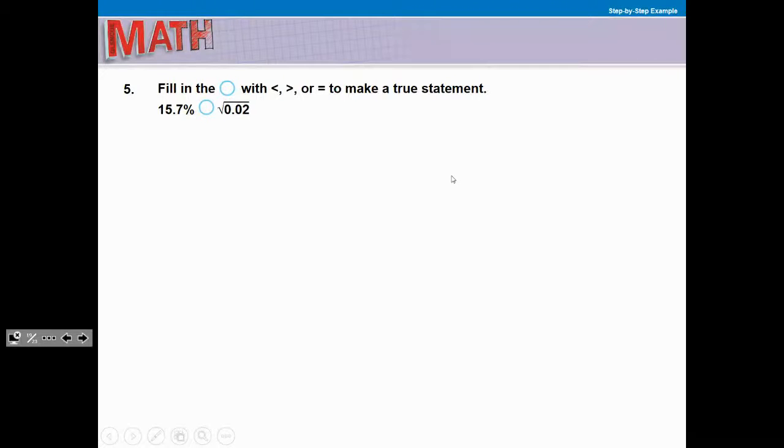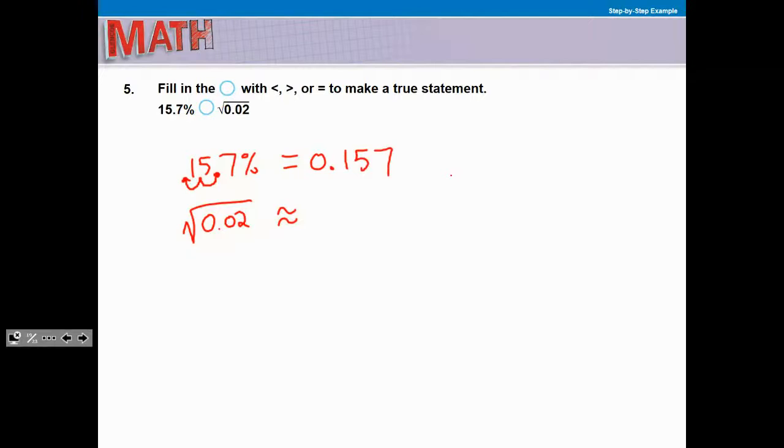Fill in to see which one is greater. All right, let's put them vertically, 15.7% and square root of 0.02. Now, 15.7%, remember for percents, we simply move it over 2 places because it means out of 100. And if we divide by 100, it makes the place value move over 2 places. So that would be 0.157.